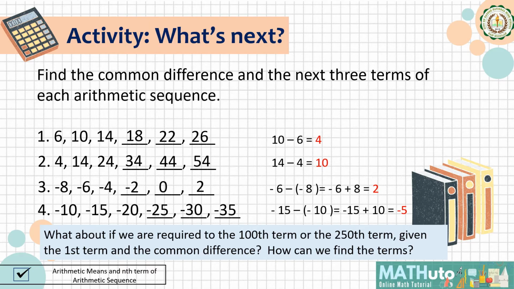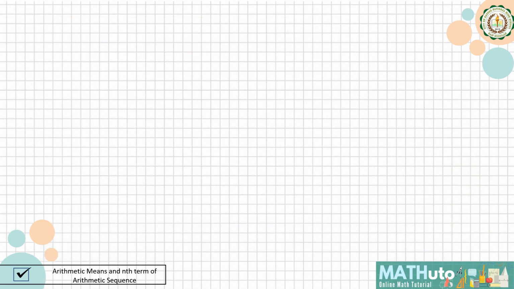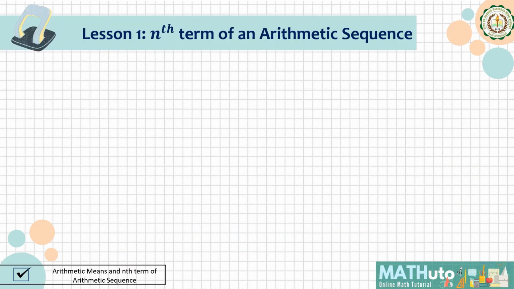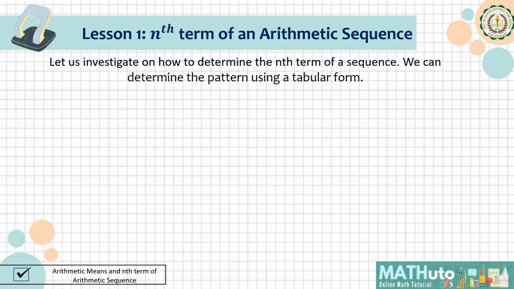Now, what if we are required to find the 100th term or the 250th term, given the first term and the common difference? How can we find the terms? To answer this, let us continue our lesson. For this lesson, we will discuss the nth term of an arithmetic sequence. Let us investigate how to determine the nth term of a sequence.